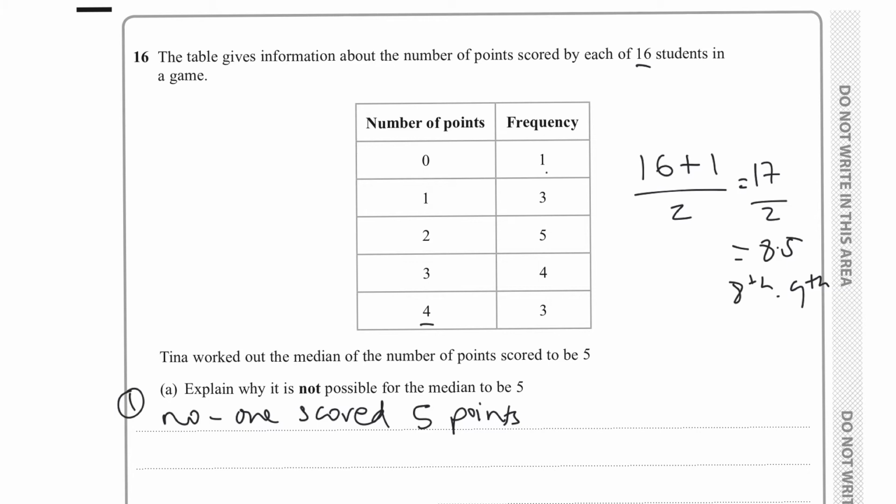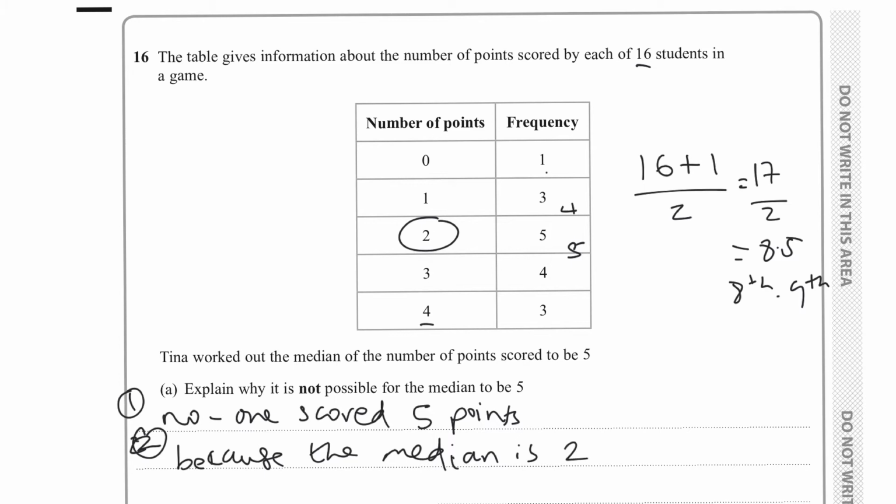So this would be 1 plus the 3, which would be 4. 4 plus the 5, which is 9. So the 8th to 9th value is in this row where they score 2 points. So we know our median is 2. So that's another thing you could say. You could say, because the median is actually 2. And lastly, you could say, again, something along the lines of, the number of points only goes up to 4.